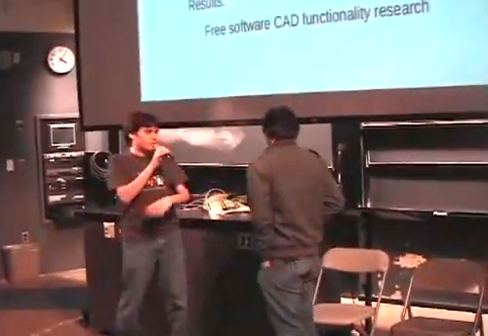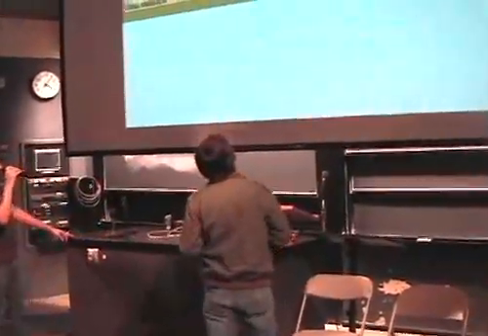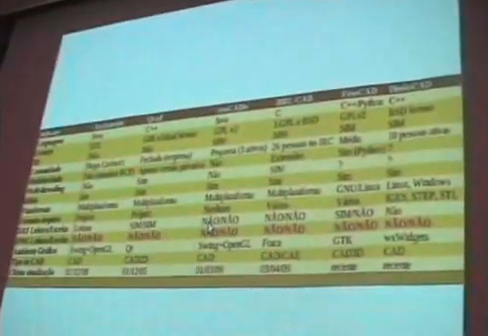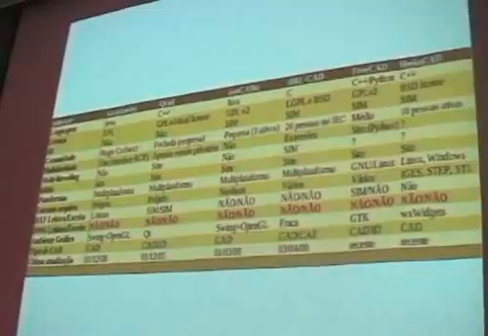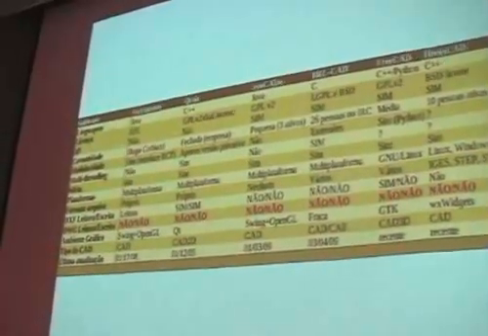So we made a table. This is just a portion of the table. It was larger than that. These are just the main free software CAD tools. It's in Portuguese, sorry, we don't have time to translate. Sim means yes, and no means no. And DWG means DWG read and write.